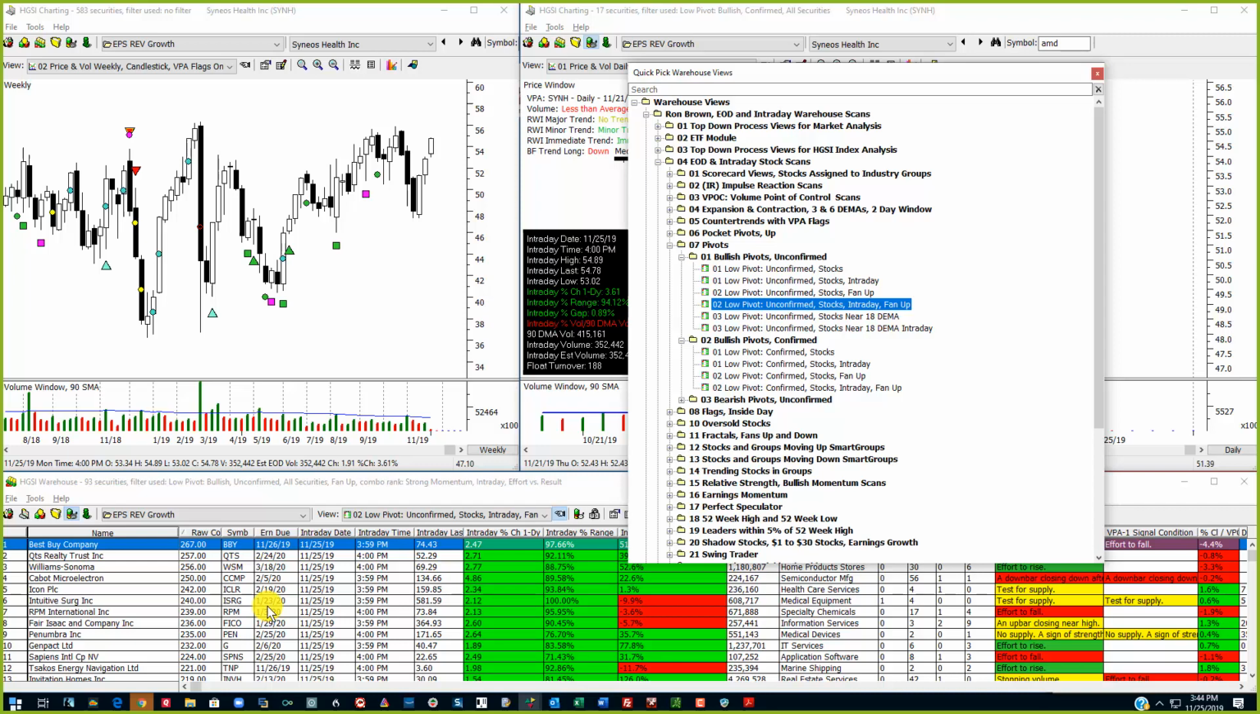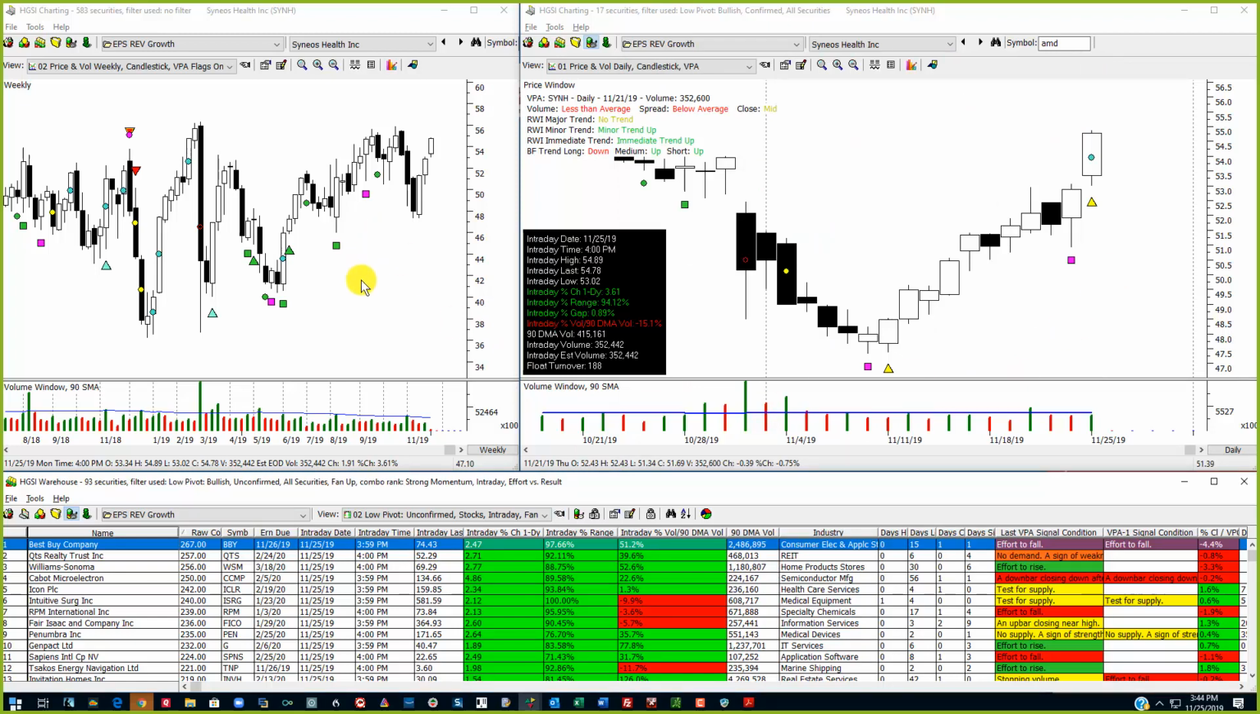But you can flip as many charts as you want to. But what have I done here? I've combined stocks with EPS and revenue growth with the pivots, and that way, you read the weekly charts, the daily charts, and you're looking for low risk entries is what you're looking for.